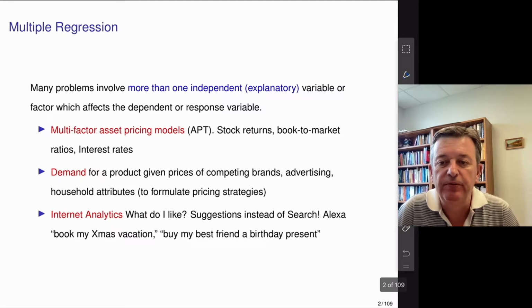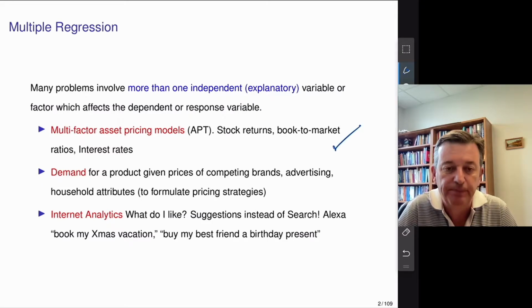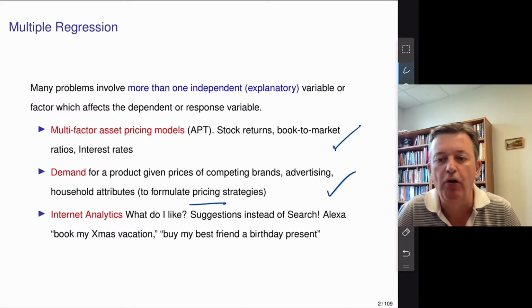So many problems of modern day machine learning require multiple regression. By that, I just mean more than one independent explanatory variable, or more than one factor that affects your response or outcome variable. In finance, multi-factor asset pricing models are one big class of models. There are lots of logistics, economics and demand prediction models to hopefully formulate pricing strategies. We'll look at an orange juice data set in this lecture.